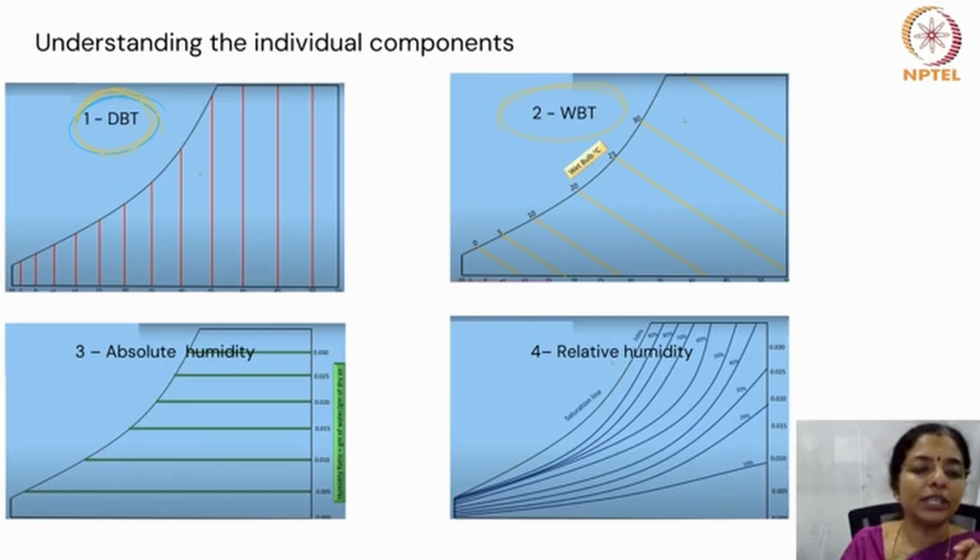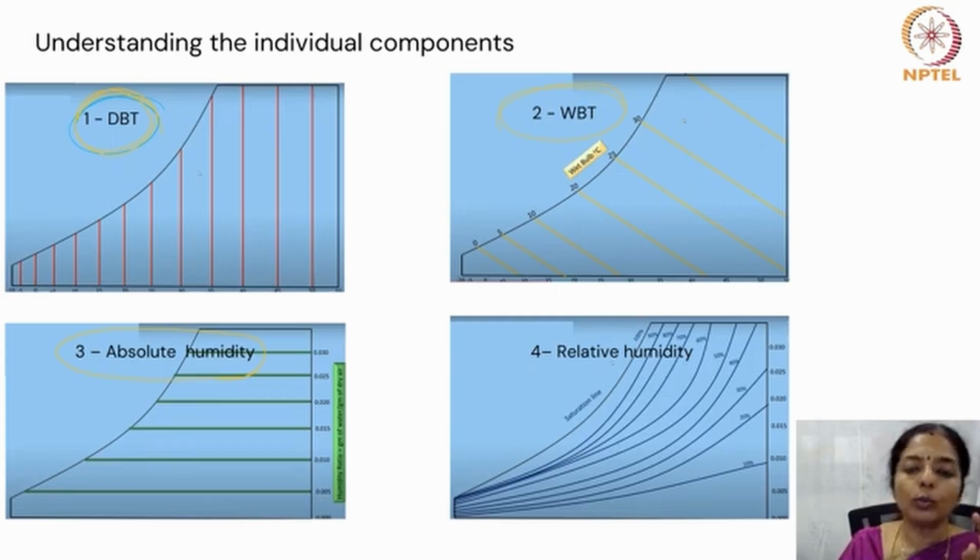Third is absolute humidity. Absolute humidity is the total mass of water vapor present in a given volume of air regardless of temperature, and it is usually expressed in grams of water vapor per cubic meter of air. Its importance is that it is a measure of the actual amount of moisture in the air, and it is useful for detailed analysis of air properties and HVAC system design.